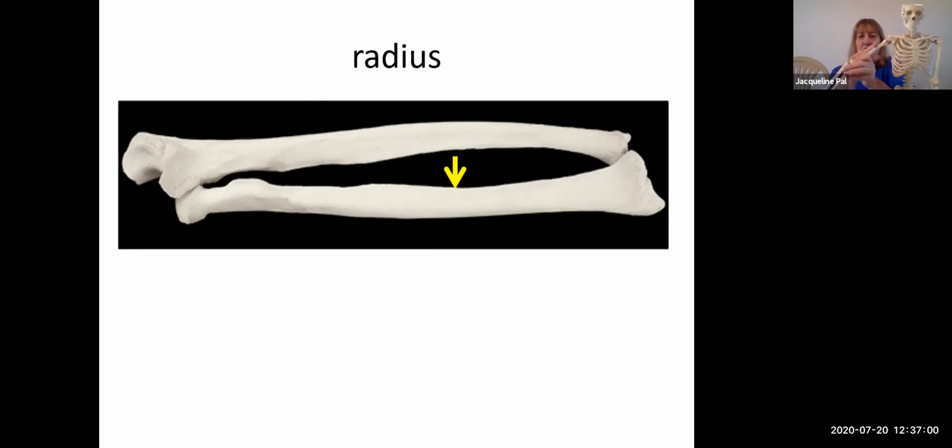So humerus, radius on the thumb side. Just think you're hitchhiking, you're sticking your thumb out, thumbs up, things are cool, radius is rad, okay? And then on the pinky side, the ulna.